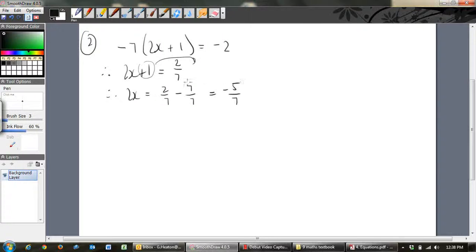which is equal to negative 5 sevenths. So this is me just giving you a little bit of fractions revision here. What I've just did is 2 sevenths minus 1, and I made 1 equal as 7 over 7. Okay, that's what I did there.